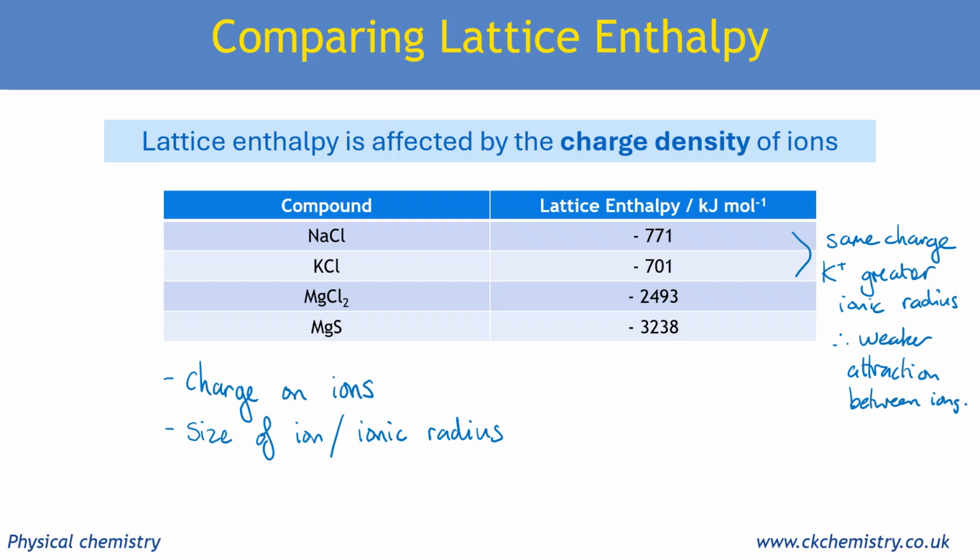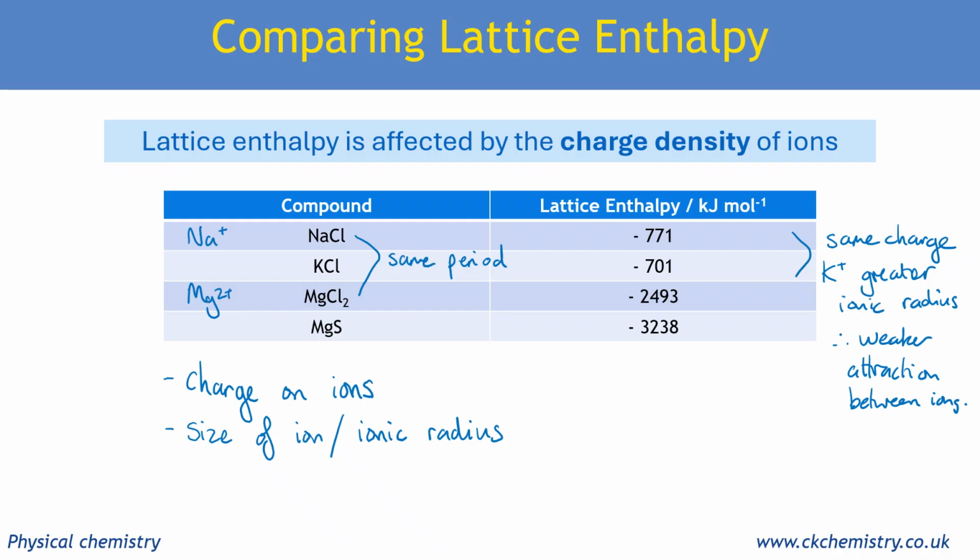If we then compare that with MgCl2 and NaCl, these are in the same period. Sodium and magnesium are in the same period, but magnesium is 2+ and sodium is 1+. Now you can see a much bigger difference in the lattice enthalpy. We've gone from -771 to nearly 2,500. So charge makes a much bigger difference, and that makes sense when you think about it, because when I go from 1+ to 2+, I've literally doubled the charge. It's very difficult to double the size, like you have to add a lot of shells of electrons to double the size of an ion.